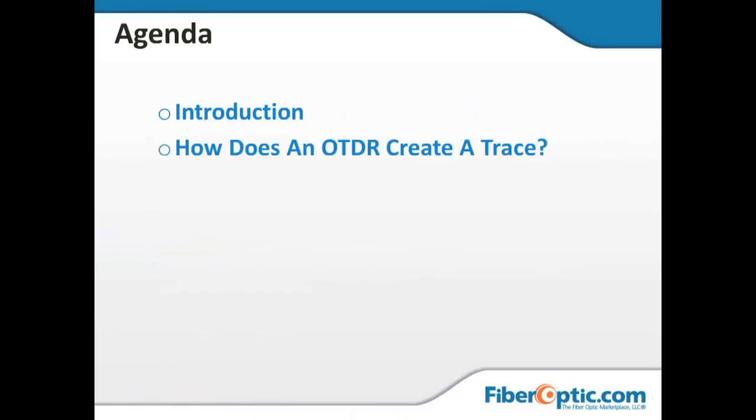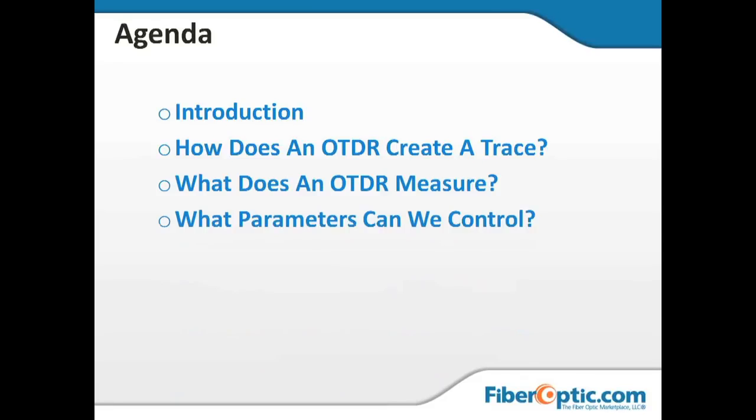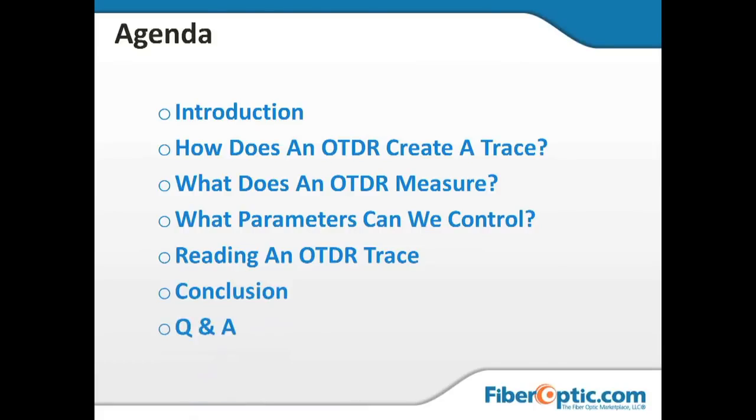All right, so we're going to have a brief introduction about the OTDR, talk about what it is. We're going to talk about how the OTDR actually creates the trace. We're going to talk about what an OTDR measures, what parameters we have control over, and then how to read the trace itself. Then we'll have a little bit of wrap-up and then a question and answer session at the end. Remember to put your questions in the chat box in the GoToMeeting, and we'll get to those questions after the presentation.